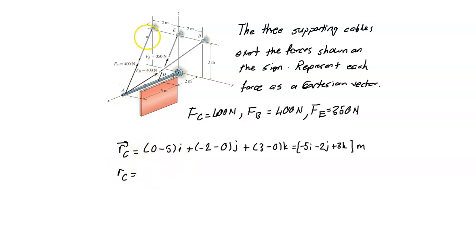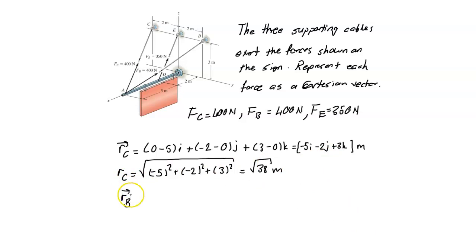So this is the vector RC, and the magnitude or the length of this vector, which is essentially the length of cable AC, will be the square root of minus 5 squared plus minus 2 squared plus 3 squared. So that is equal to square root of 38 meters.